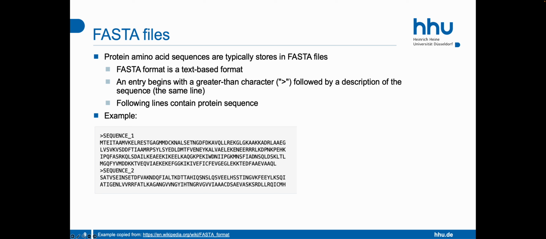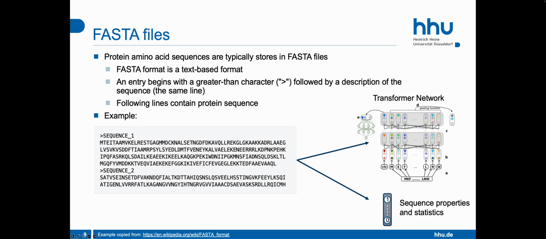We will see later that we can use these protein sequences as the input for transformer networks to process the sequence and to make predictions about the protein. Or alternatively, in the next video, we will see that we can use more traditional methods to extract information, properties, and statistics from the protein sequence to numerically represent the protein.